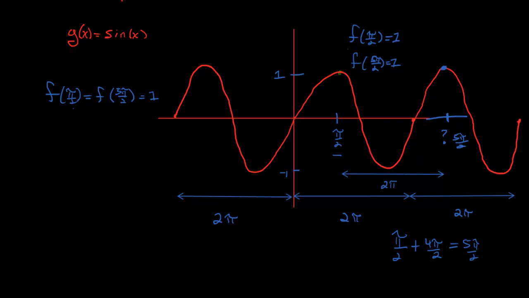And they both equal 1. So we have two different values of x, so x1 does not equal x2. However, f of x1 equals f of x2. We could see that as a violation of this definition.